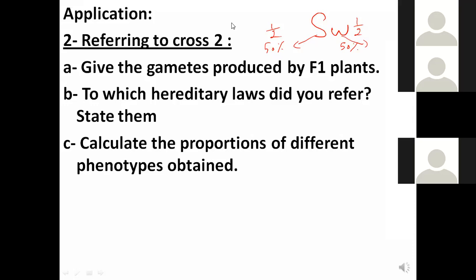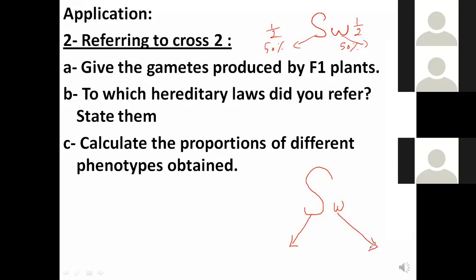So here, let's move now to the type of gametes. F1 generation, they are SW. So SW, what does this mean? This means that we have two types of gametes, S and W, with percentage 50-50, 50% and 50%. If it's the case of proportion, it's half and half.